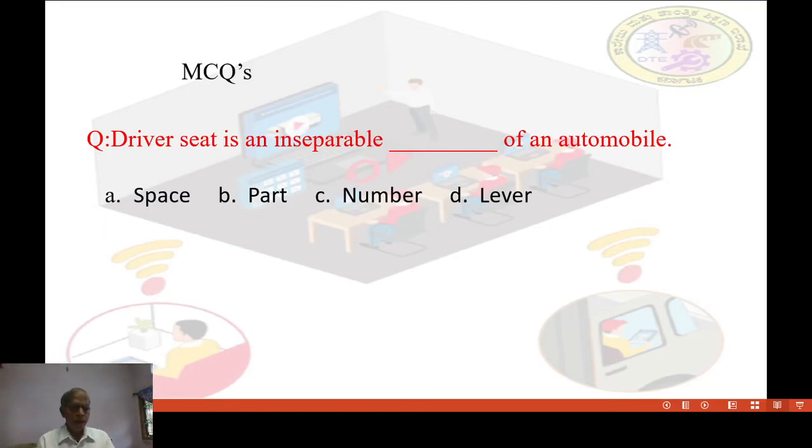For your study purposes, I will give some multiple choice questions. Number 1: The driver seat is an inseparable part of an automobile. The correct answer is part of an automobile.